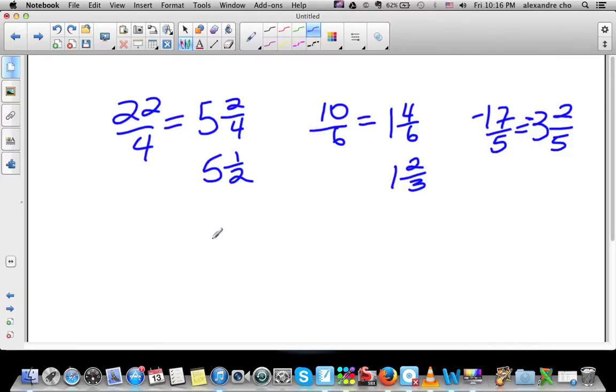-36/8. 8 goes into 36 4 times, and you have 4 left over 8. That's a negative. You can simplify the fraction. You leave -4, and 4/8 simplifies to a half. Okay, very easy.